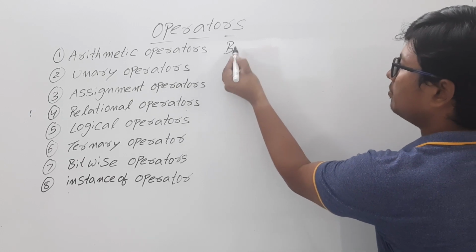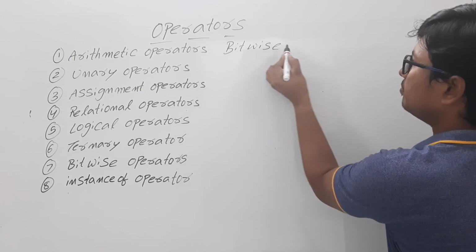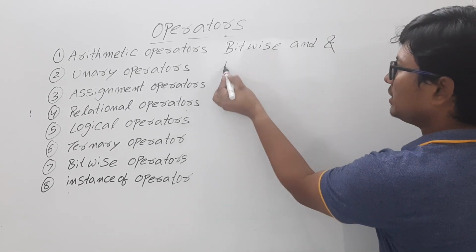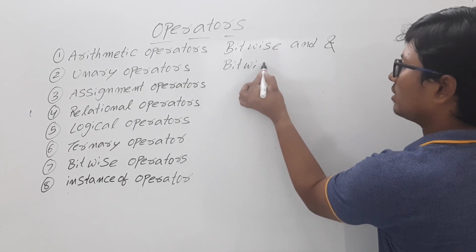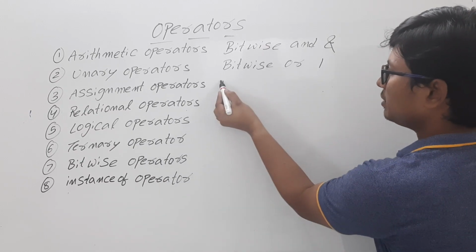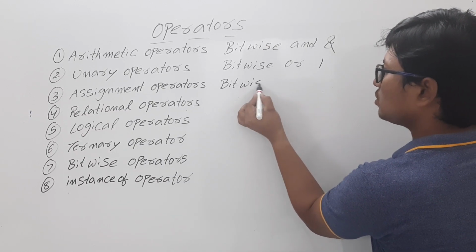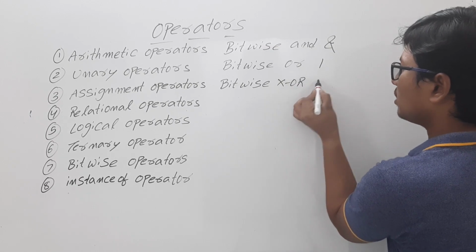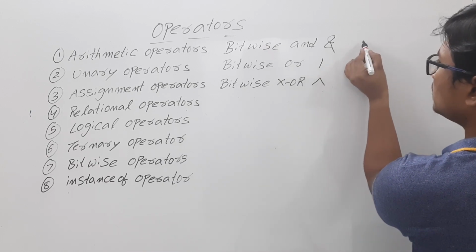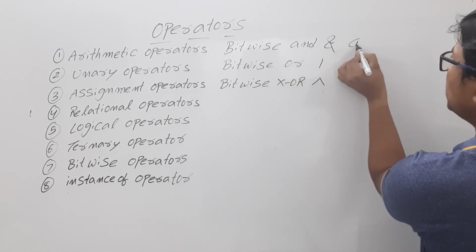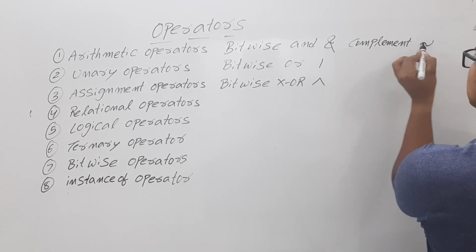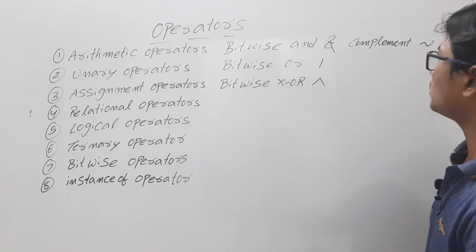Like you have bitwise AND. Bitwise AND will be represented like this. Then we have the bitwise OR. Bitwise OR will be represented like this. Then we will have the bitwise exclusive OR. Exclusive OR will be represented like this. And then you have the complement, we will represent like this. Okay, this is the symbol to represent the complement.